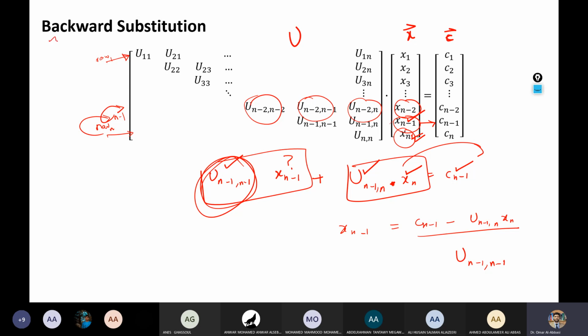Okay, so I assume you understood that. This is about what we call backward substitution. Now symbolically, this is what is happening.